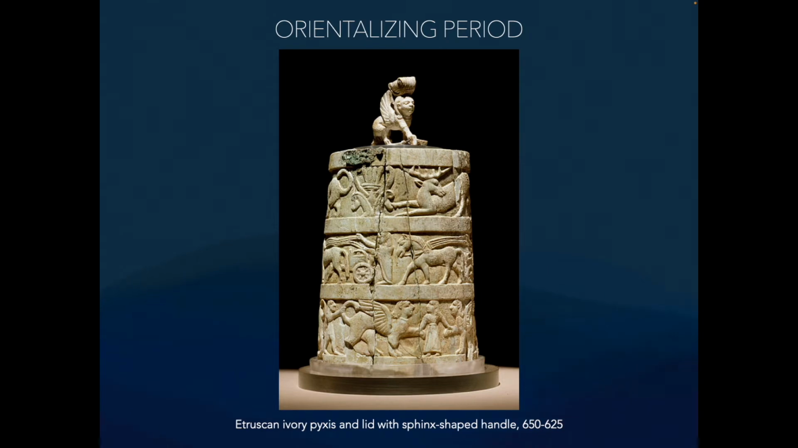This is an ivory pyxis. This is basically just a container used for some sort of a ceremony. But we see here the influence from Egypt, right? There's a depiction of a sphinx on top. So there was trade happening between Egypt and Greece during this time as well.